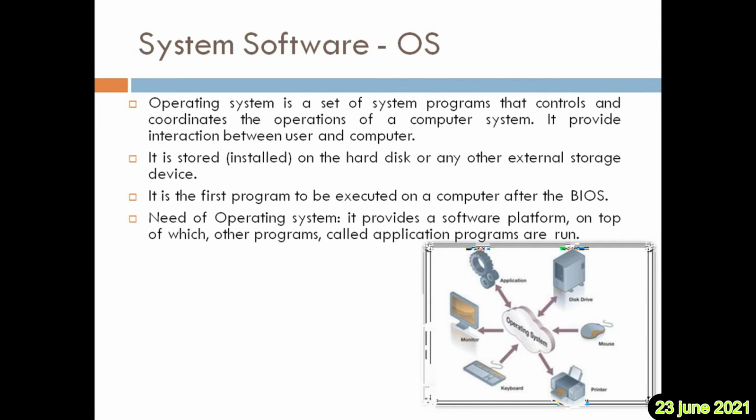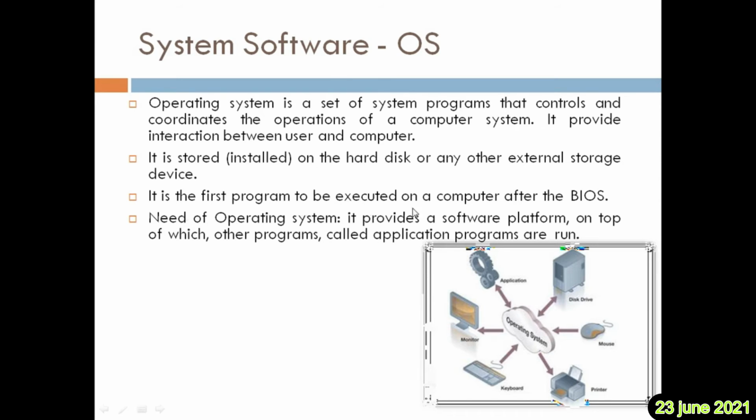Once again, you can see here how the operating system has control on the monitor, on the application, on the disk drive, on the mouse, as well as on the printer and the keyboard. This is exactly what it is showing. It works like a manager to all the resources that are connected to the computer. It is a system program that controls and coordinates the operations of the computer. It provides an interaction between user and computer. It is stored on the hard disk or any other external storage device.